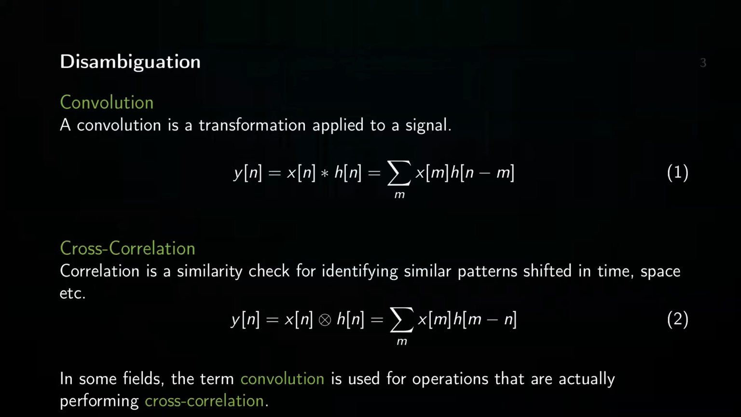Before I start, I just wanted to make a clarification between convolution and cross correlation. So, a convolution by definition is actually a transformation which is applied to a signal and it's defined by the operation star. While on the other hand, cross correlation is actually a similarity check for identifying similar patterns which can be shifted in time, for example, in the case of sound signals, or in space, for example, in images. So, what happens is in some fields, the term convolution is used for operations that are actually performing cross correlation. And this is something that needs to be kept in mind when we're going through literature significant to computer vision or other deep learning fields as well.